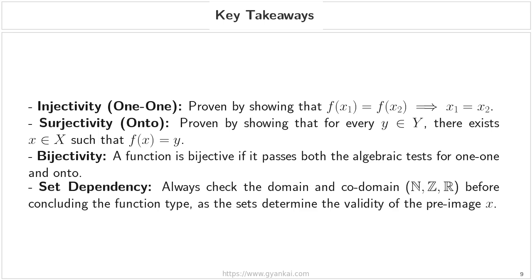Finally, I want to emphasize the point of set dependency. As we saw in our comparative example between real numbers and natural numbers, the algebraic rule alone isn't enough. You must always check the specific domain and codomain, whether they are the set of natural numbers, integers, or real numbers, before concluding the function type. This is critical because the set determines whether the preimage x that you calculate actually exists within the allowed domain. Keep these 4 points in mind, and you will be able to rigorously verify any function type algebraically.